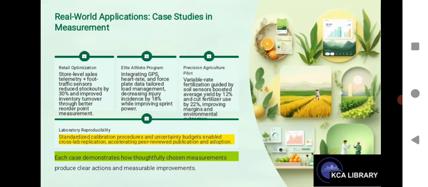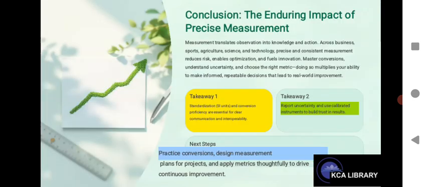You may wonder if, in your life as a learner, you have carried out different kinds of measurements before, for different purposes. Measurement is what translates observation into knowledge and action. Across business, sport, agriculture, science, and technology, we have seen that precise and consistent measurement reduces risk, enables optimization, and fuels innovation. So we have to master conversion, understand uncertainty, and choose the right metric. Doing so multiplies your ability to make informed, repeatable decisions that lead to improvement.